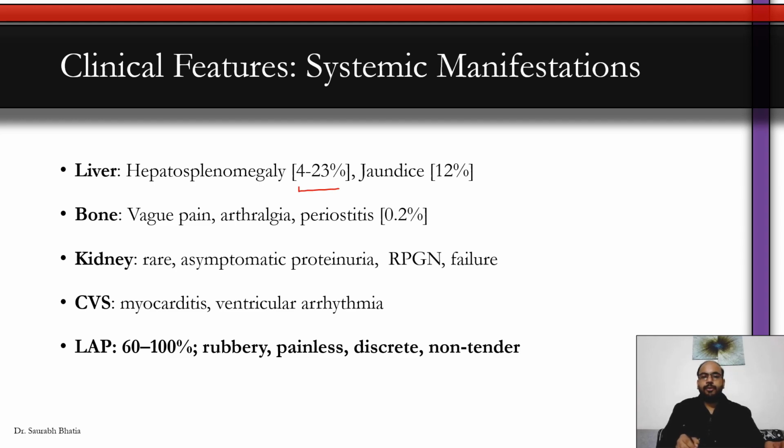Hepatosplenomegaly is seen in about 4 to 23%. Jaundice can be seen in about 12%. There is weight loss, arthralgia, and periostitis is a rare manifestation, about 0.2%, but bone involvement can still be there. Now, remember in the history, in the 1400s, 1500s, bone involvement was actually quite common, and lytic lesions of the bones have been described.